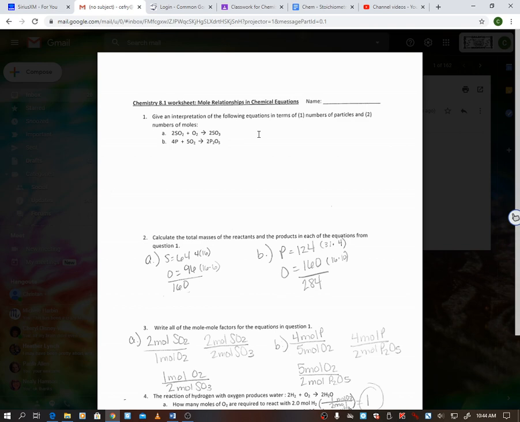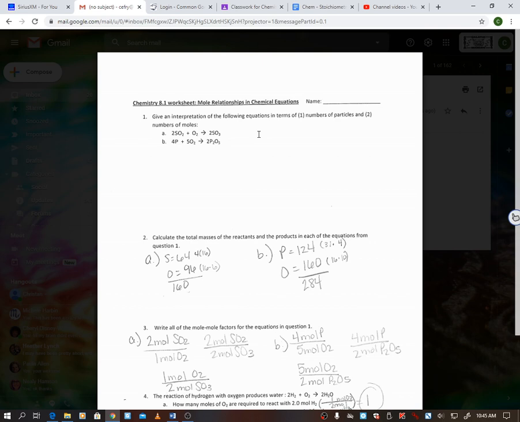I think I had them just do moles on this one because I wasn't going to have them jump right into the particle side of things. But if I were to read this, I would say on A, 2 moles of SO2, or you could say sulfur dioxide, added with 1 mole of oxygen gas produces 2 moles of SO3, or you could say sulfur trioxide. So basically 2 moles of SO2 added to 1 mole of O2 produces 2 moles of SO3. That's the answer for A.